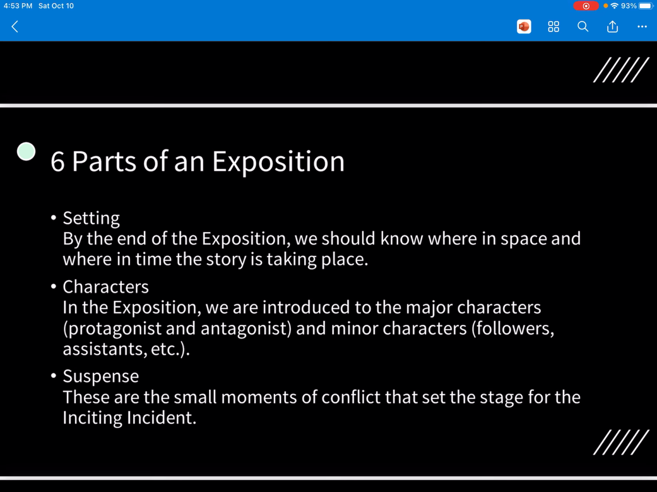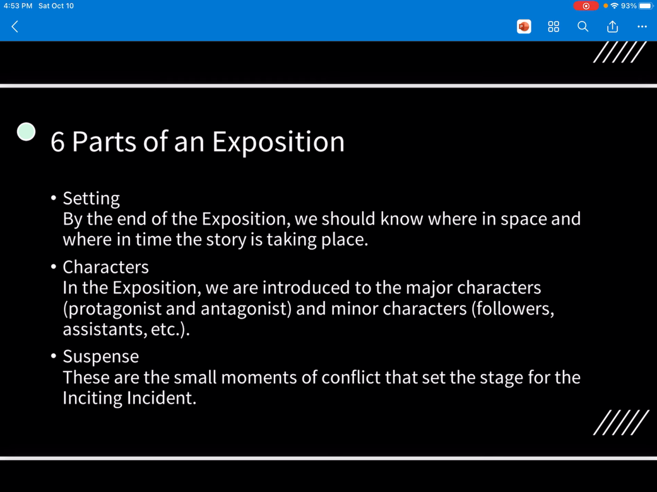6 parts of an exposition. The first one, setting. By the end of the exposition, we should know where in space and where in time the story or movie or video is taking place. Characters. In the exposition, we are introduced to the major characters, the protagonist, and minor characters, followers, assistants, etc.